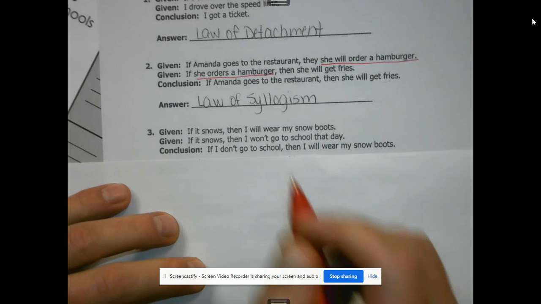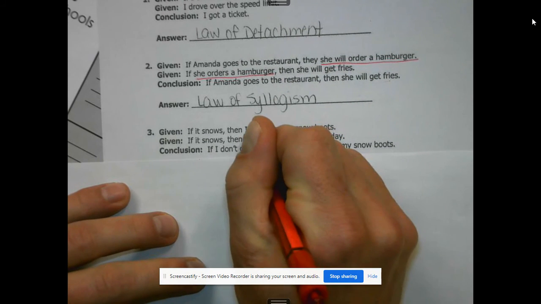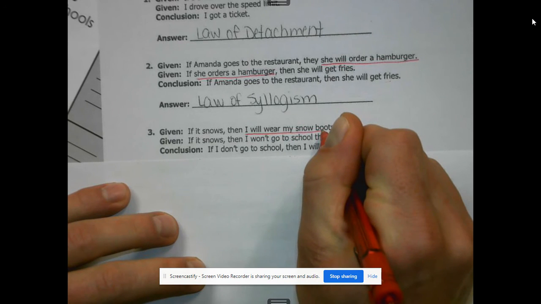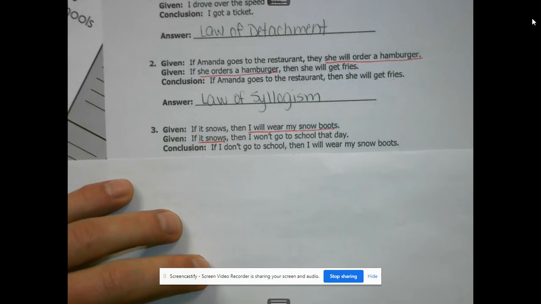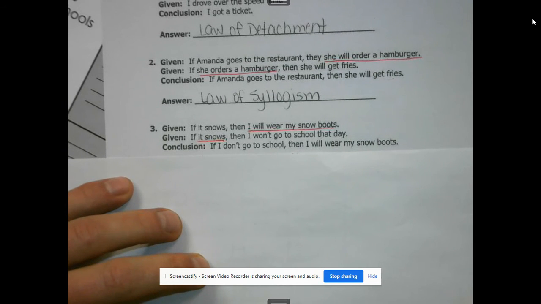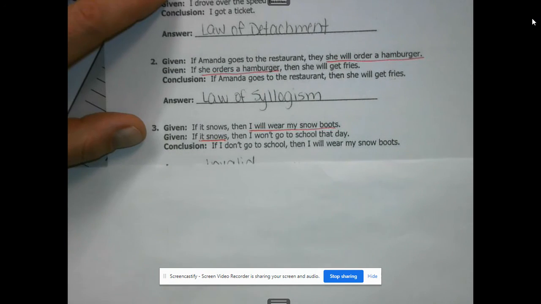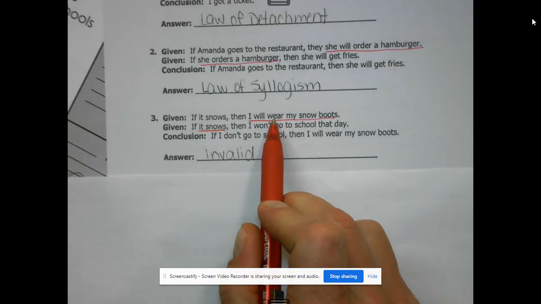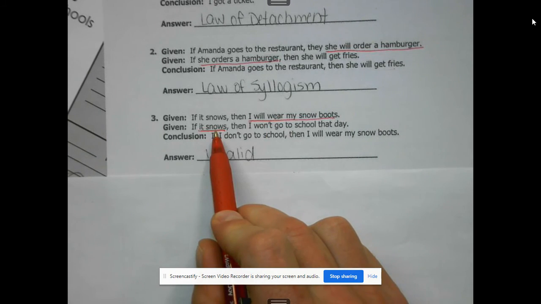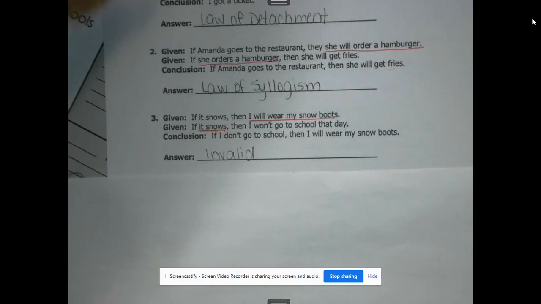Okay, maybe law of syllogism. Let's see here. Then I will wear my snow boots. If it's timeout. Does this work? No, it does not. Invalid. Law of syllogism does not apply because my conclusion from the first does not match the hypothesis from the second. This is invalid.